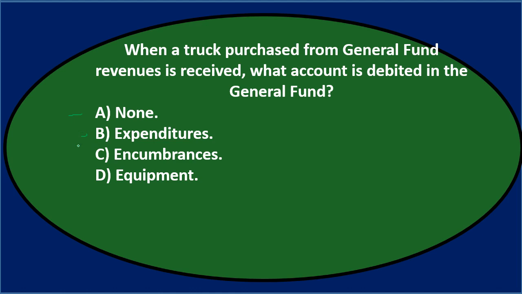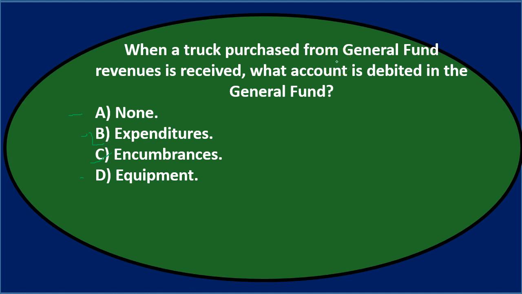And then C says encumbrances, and that's going to be like the budgetary account. But at this point in time, we received the truck, so encumbrances would be credited if anything is done to the encumbrances, and not debited, so it's actually not encumbrances. And then D says equipment. That's what we would expect in a for-profit type of organization. So of these three, it's kind of unusual. The modified accrual is going to use the expenditure. So we're actually going to record it as an expenditure. We're not going to capitalize it as an asset in the general fund.